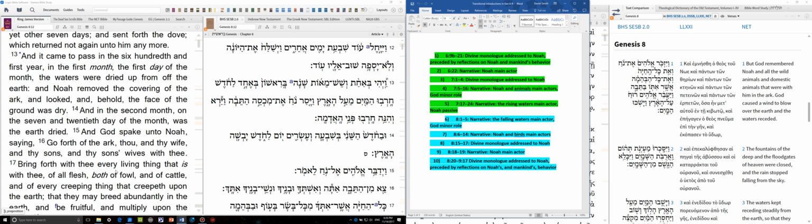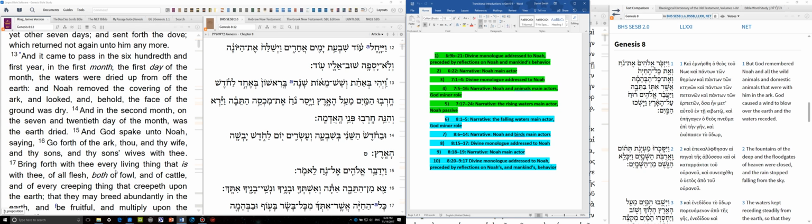Verse 13, it says, and it came to pass in the 601st year, in the first month, the first day of the month, the waters were dried up from off the earth, and Noah removed the covering of the ark, and looked, and behold, the face of the ground was dry. So in the 601st year, in the first month, the first day of the month, this would be in the 601st year of the life of Noah. Remember, he was 600 years old when the flood came.